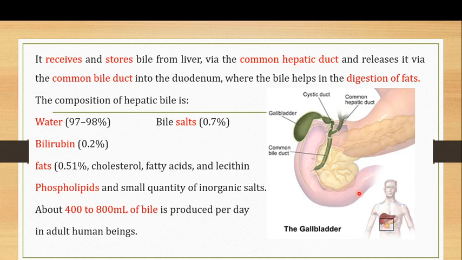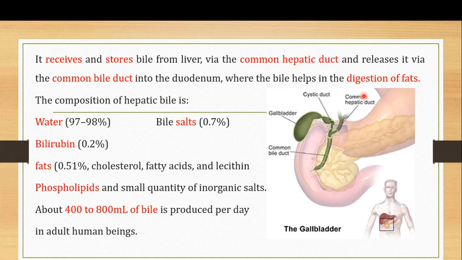Now what the gallbladder does is that it is going to receive and store the bile from the liver via the common hepatic duct. So when the liver produces the bile, that is transferred into the gallbladder via the common hepatic duct, as you can see over here. So this is the duct leading from the liver into the gallbladder, and the bile moves through this common hepatic duct from the liver into the gallbladder.